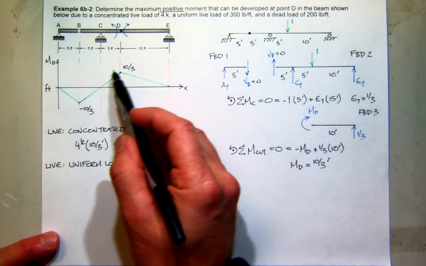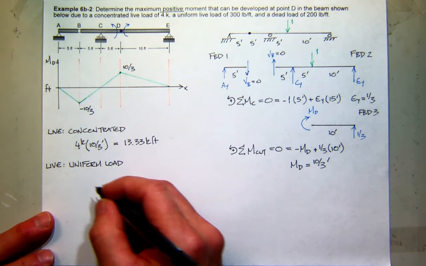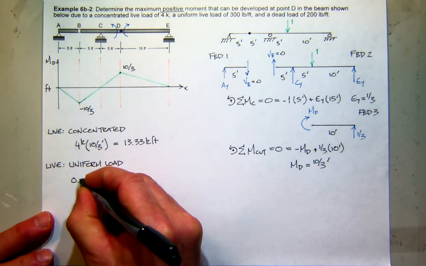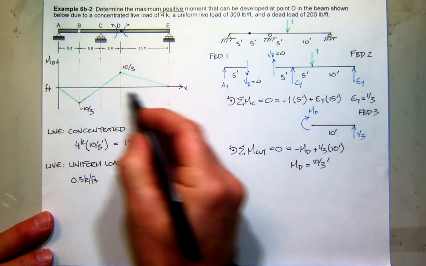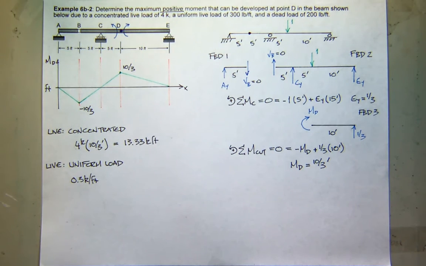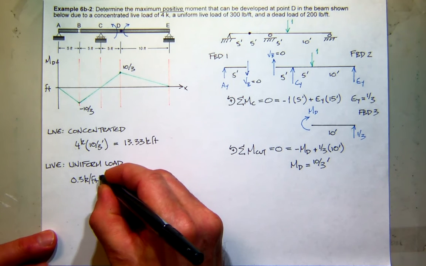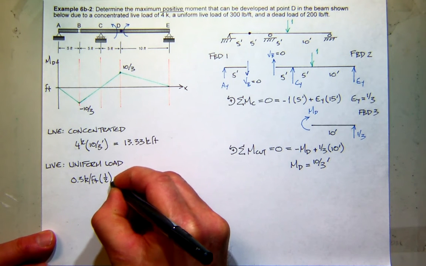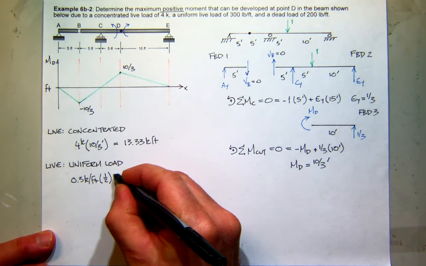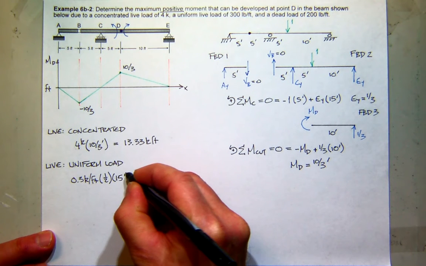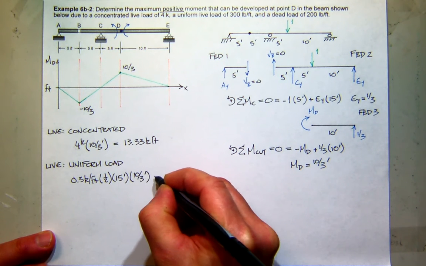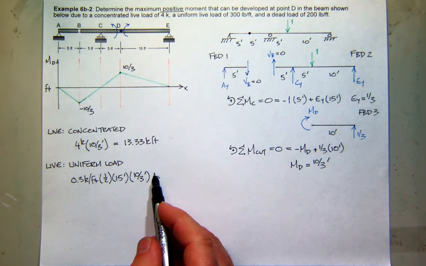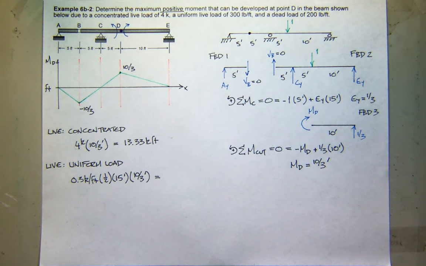So I'll need to find the area of this positive part of the curve. I'll start with the intensity of the load, 0.3 kips per foot. And then this is a triangle. What's the area of a triangle? 1/2 base times height. What's the base? 15 feet. What's the height? 10/3 feet. So your units come to kip feet.